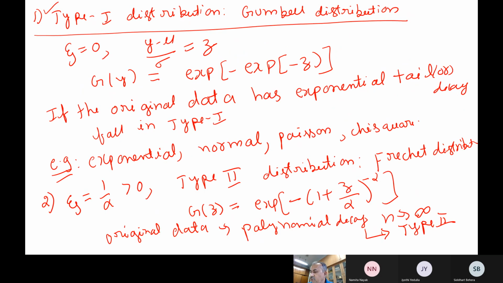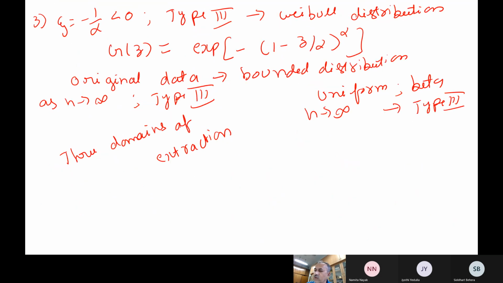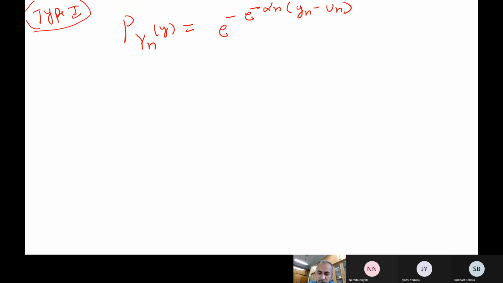When you do computations, the expression is the same, only we write it in a slightly different format. You can see the double exponential here: e to the power of minus e to the power of minus z. If I write this Type 1 nicely, in practice we write it like this. My probability density function of Yn of y is a double exponential: e to the power of minus e to the power of minus alpha n (yn minus un).